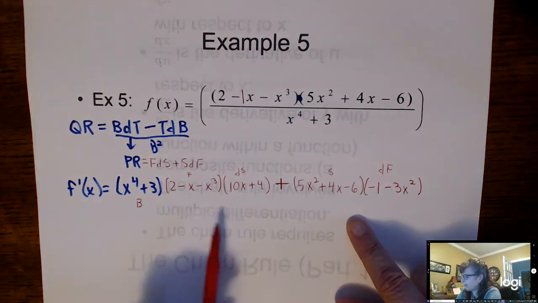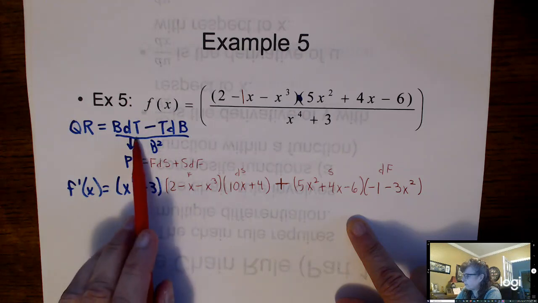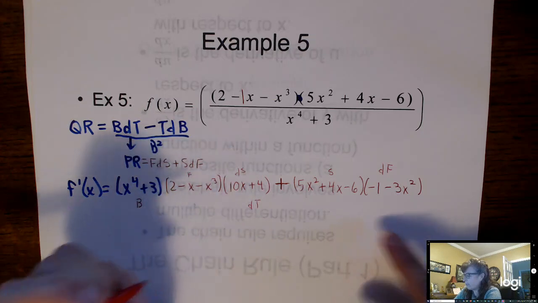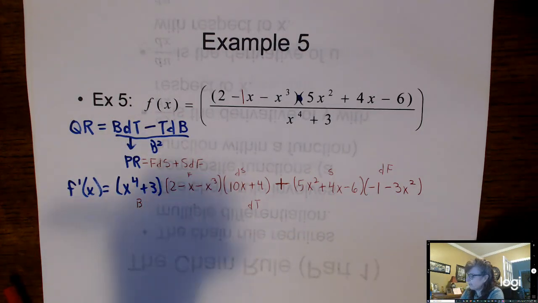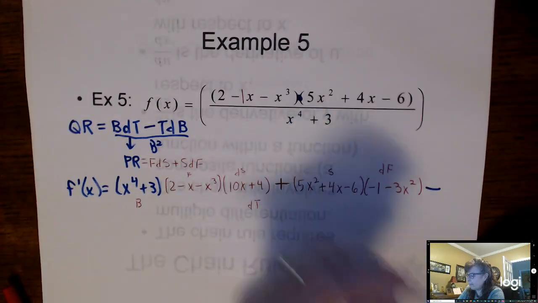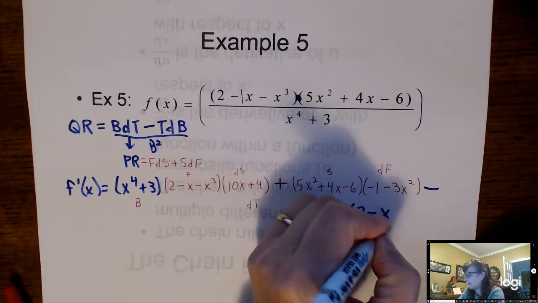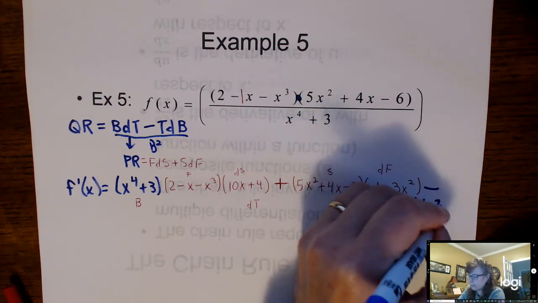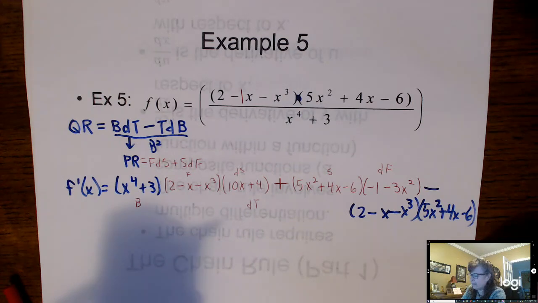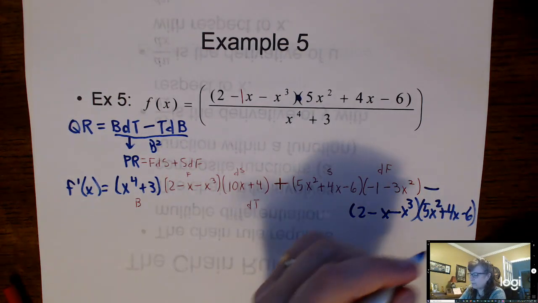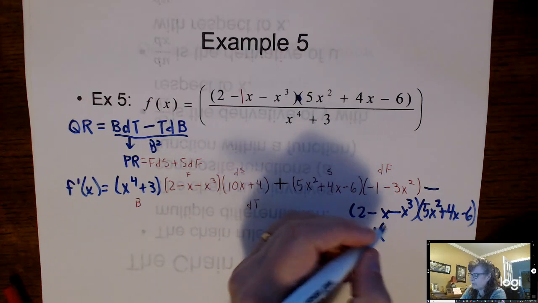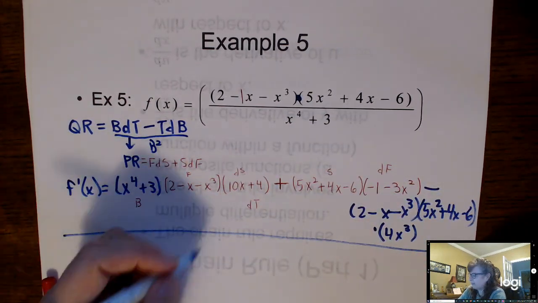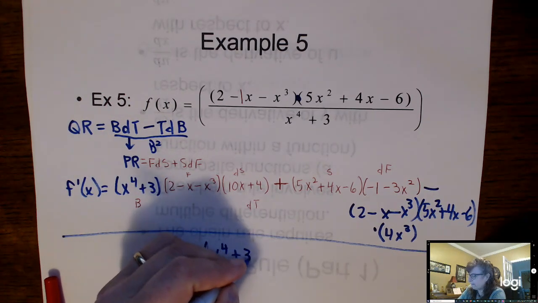Now where were we? That was just the derivative of the top, right? Okay. I'm going to run out of room, and then I'm going to do minus the top, which is 2 minus x cubed times 5x squared plus 4x minus 6, so that's the top, times the derivative of the bottom, 4x cubed. All of that over the bottom squared.